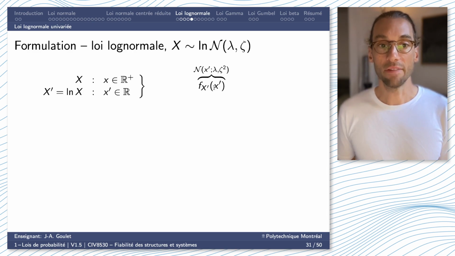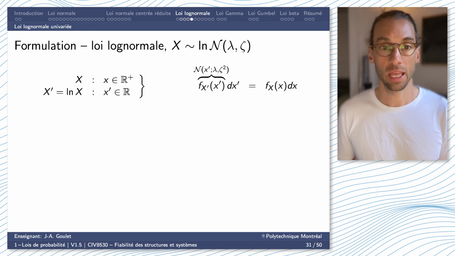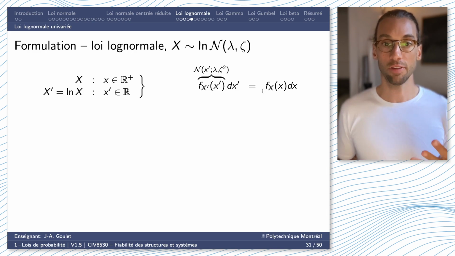So I know f of x prime. I assume this is a Gaussian distribution that is going to be parameterized by lambda for the mean, and zeta square for the variance. And I want to apply my change of variable rules.